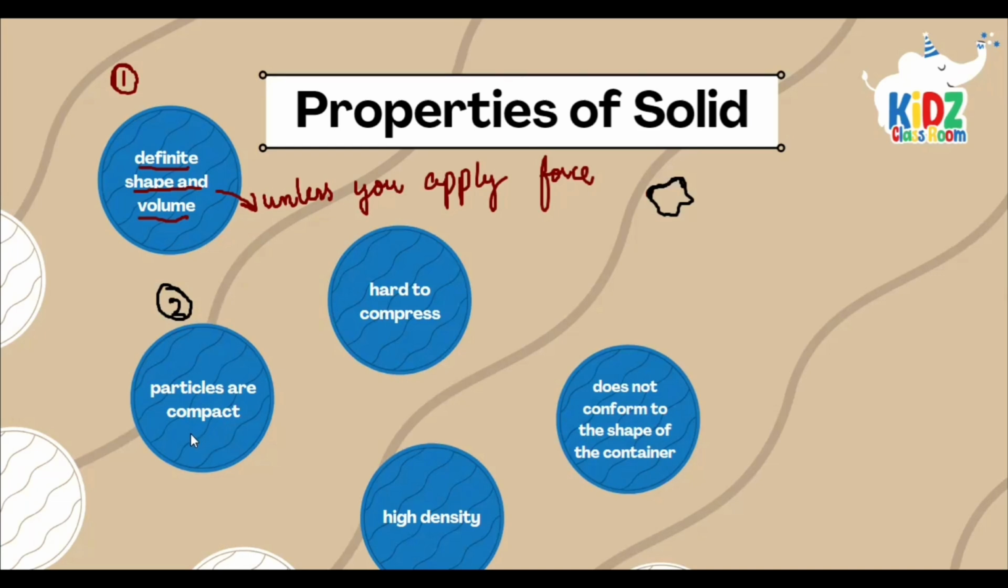We learned that in solids, particles are packed closely together. Particles are closely packed together, which makes them firm and dense. This tight arrangement gives solids their structure. So particles are compact means they're tightly packed together.